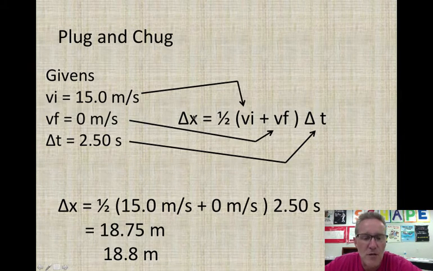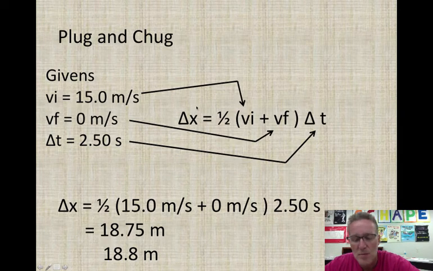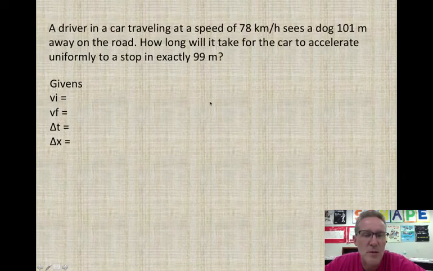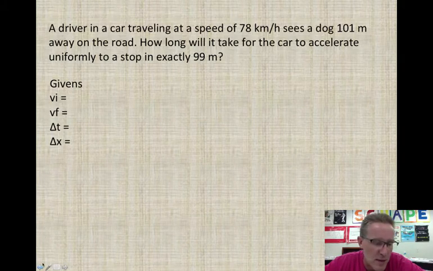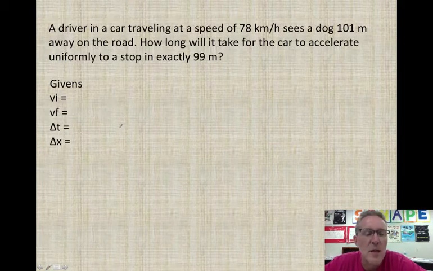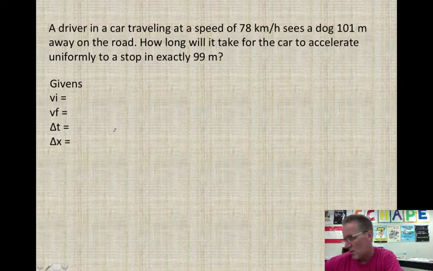That was fairly straightforward because everything we were given was on this side of the equal sign, and we were finding displacement. But what if we're given displacement and we have to find one of those other variables? This problem is going to involve something like that, and we'll go through the entire process of identifying givens and then putting them into the equation.